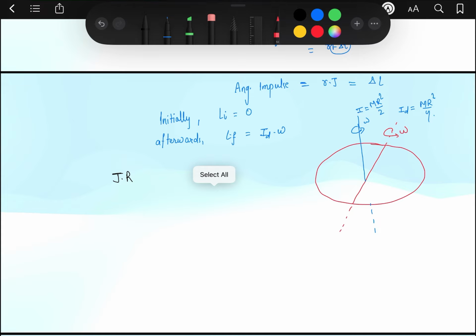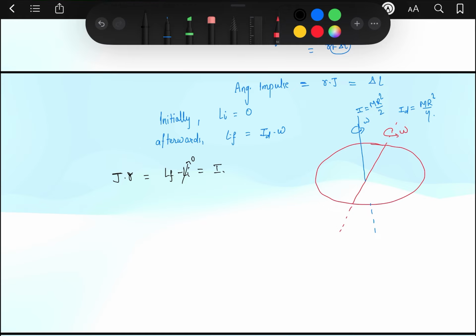Sorry, it is not capital R, it is small r. The distance at which that impulse is applied will be equal to L final minus L initial. So L initial is 0. The value of L final is what?